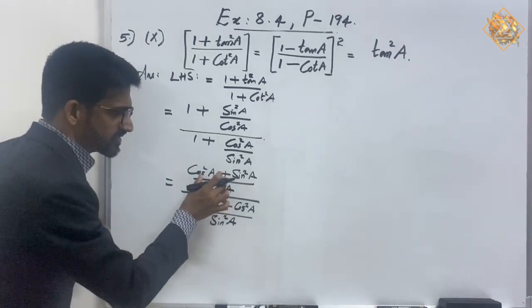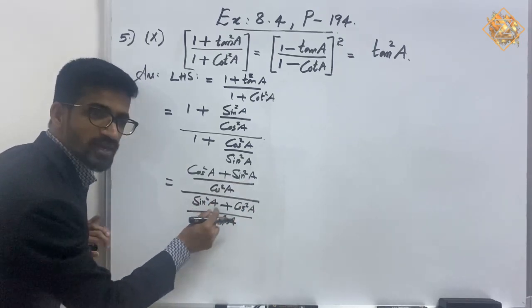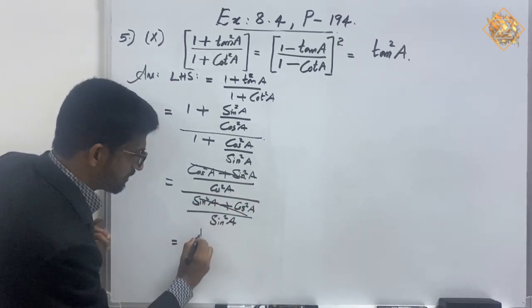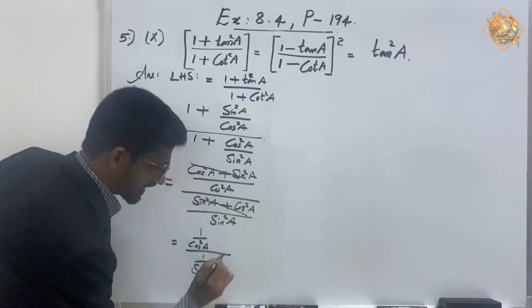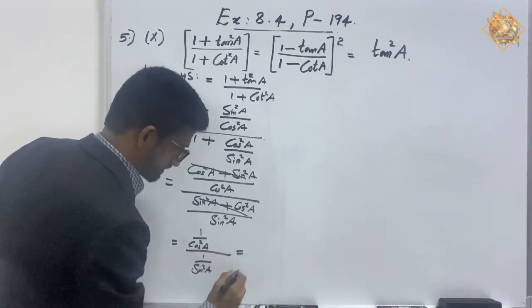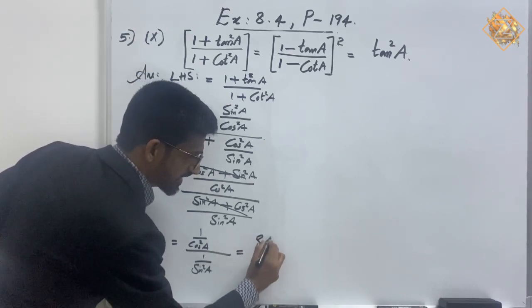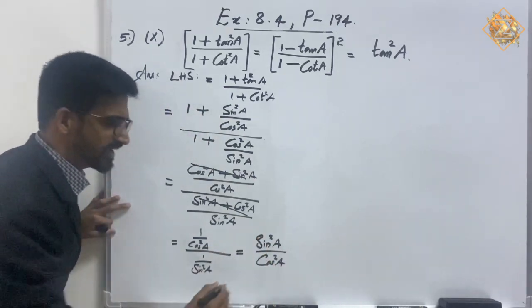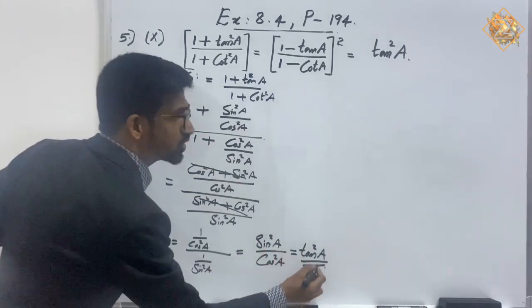Okay, students, now we can see that the numerators of both fractions are the same, isn't it? cos²A + sin²A, and here also sin²A + cos²A, both are the same. So we can cancel. That is equal to (1/cos²A)/(1/sin²A). Taking the reciprocal of the denominator and multiplying, we get 1/cos²A into sin²A, that is sin²A/cos²A. Hope it is clear. What is sin²A/cos²A? That is equal to tan²A. Okay, that is the required RHS.